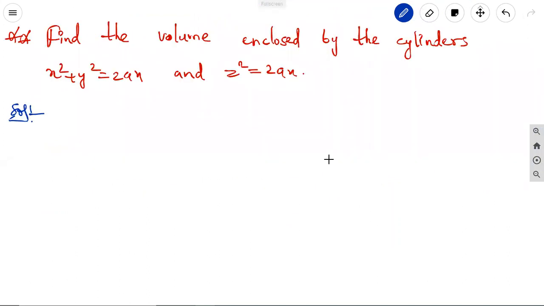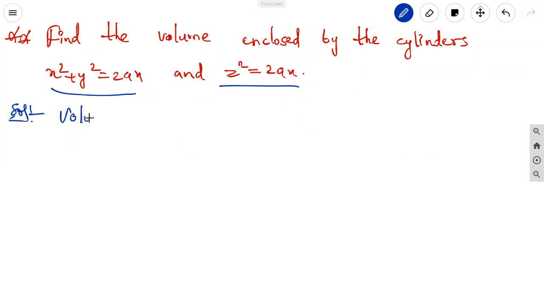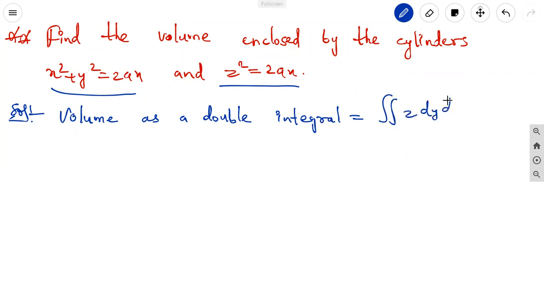Next question: find the volume enclosed by the cylinders x square plus y square equal to 2ax and z square equal to 2ax. First, we write the formula, that is the volume as a double integral, equal to double integral z dy dx.